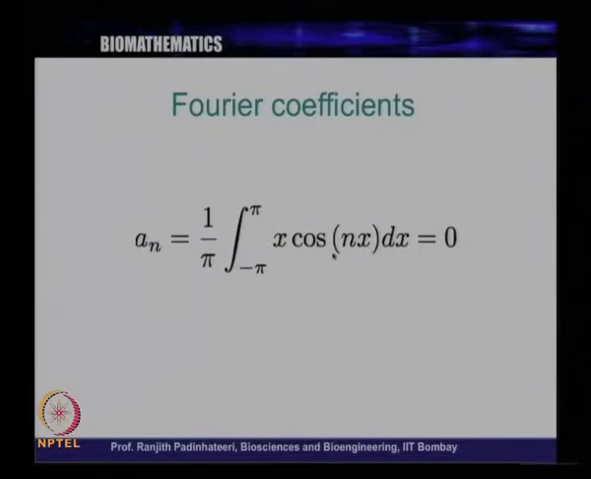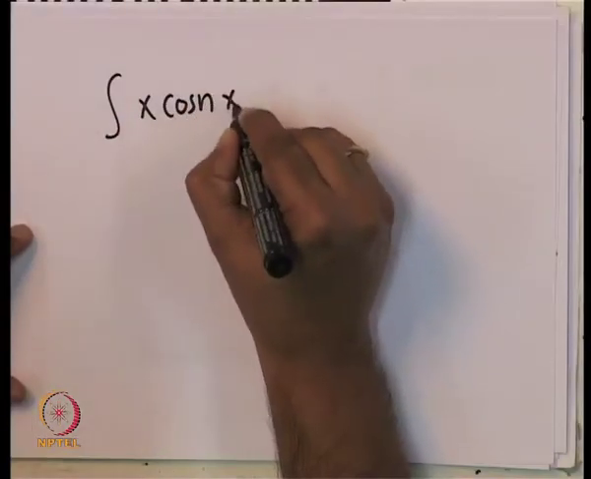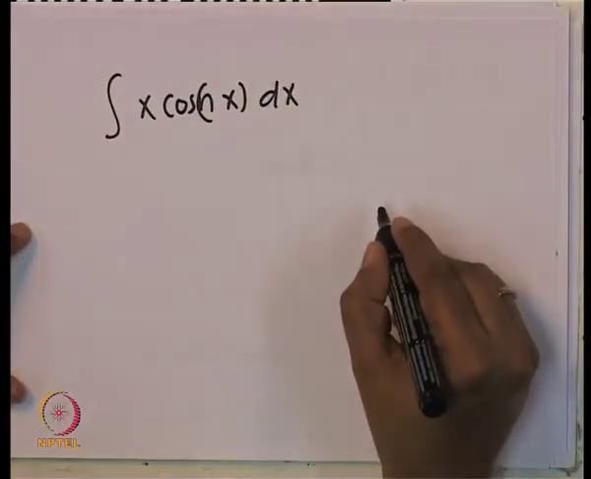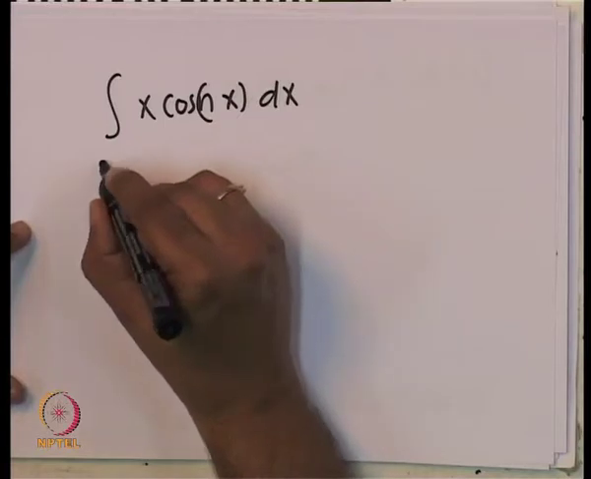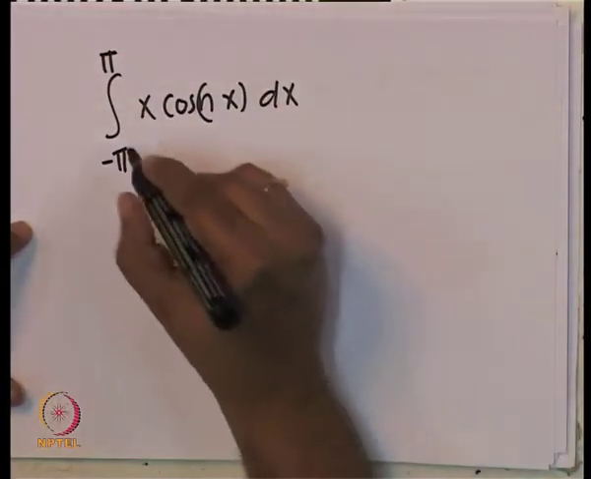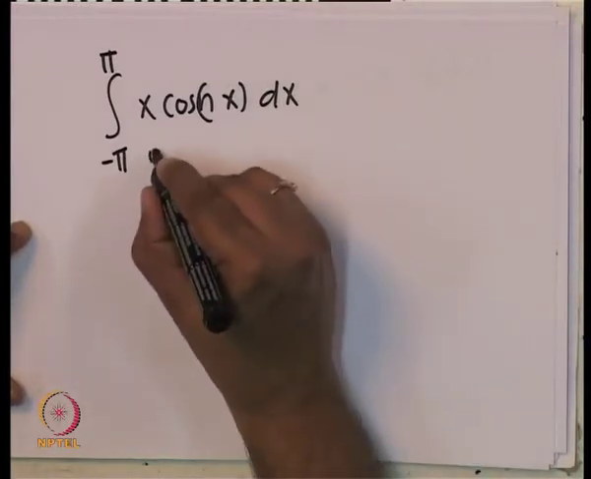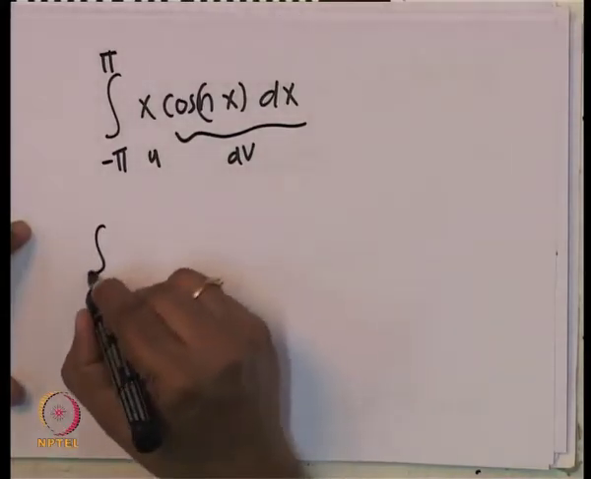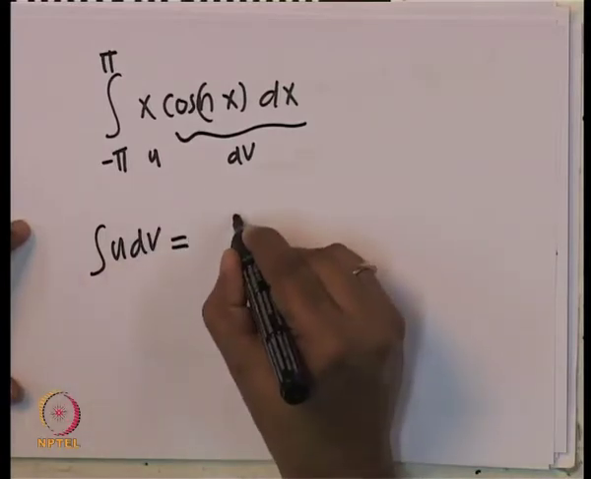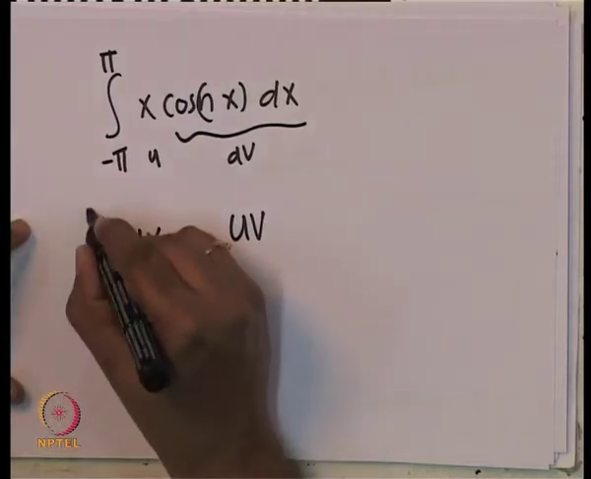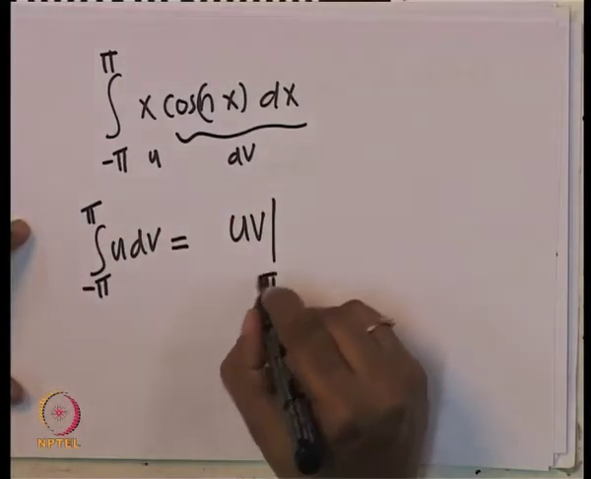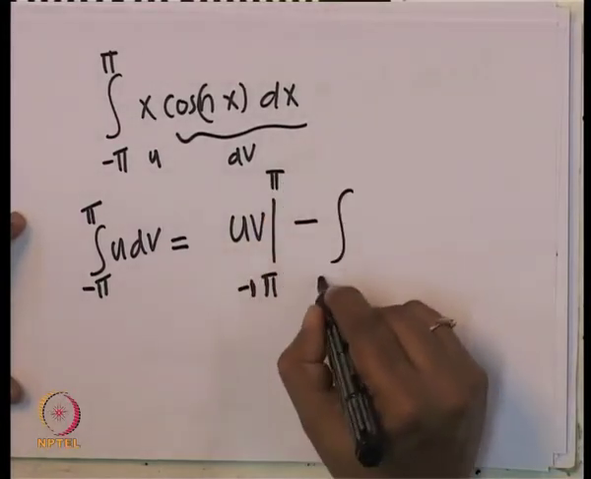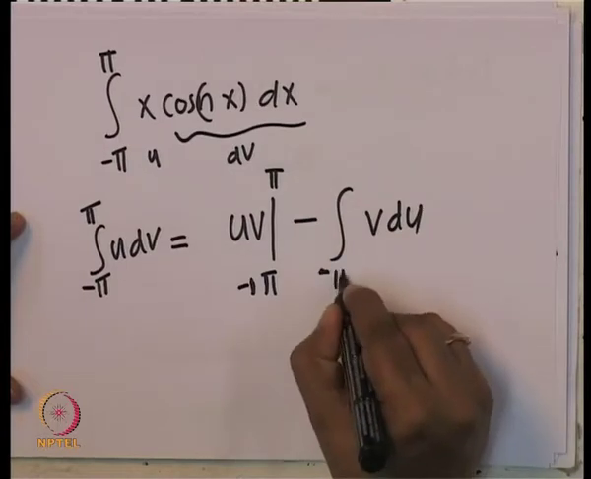You can try doing this integral by integration by parts. Let us try doing that quickly. Let us do the integral of x cos n x dx from minus pi to plus pi. You can write this as integral u dv. We saw that integral u dv can be written as u v in the limits minus pi to plus pi, minus integral v du from minus pi to plus pi.